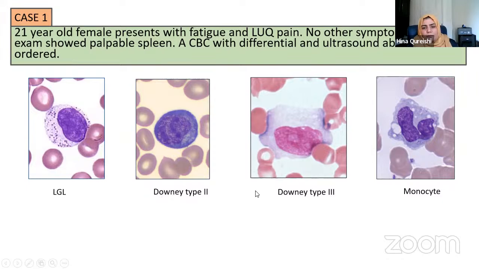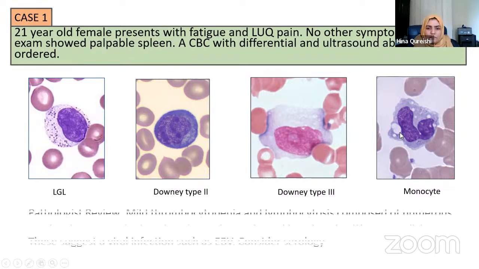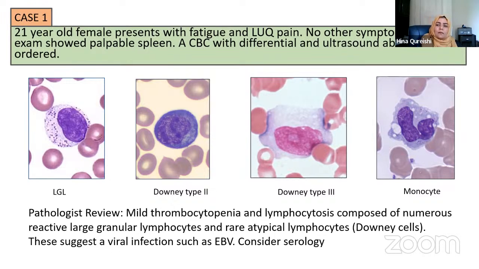They're called Downey type 2 and Downey type 3 cells. So when you see a lymphoid population with this variety of cells, the term that we use is polymorphous expansion. And then there is a monocyte population that is also showing some vacuolation and some granules, which is mature. All of this combination of findings led to this comment from the pathologist.